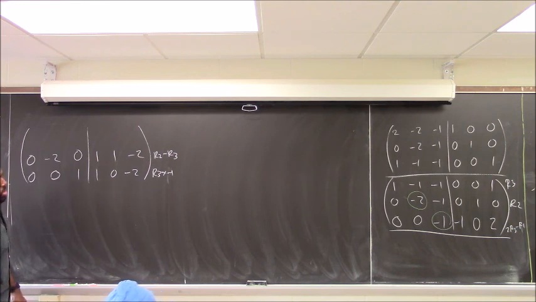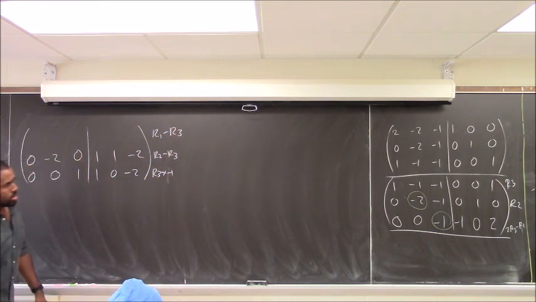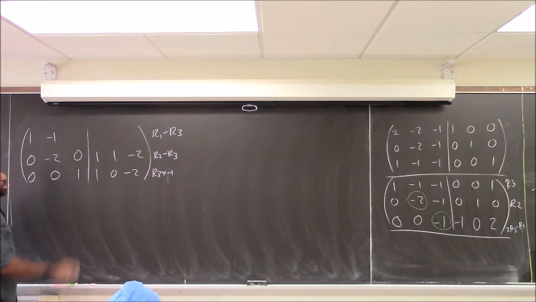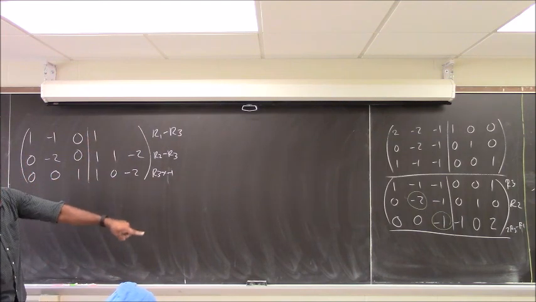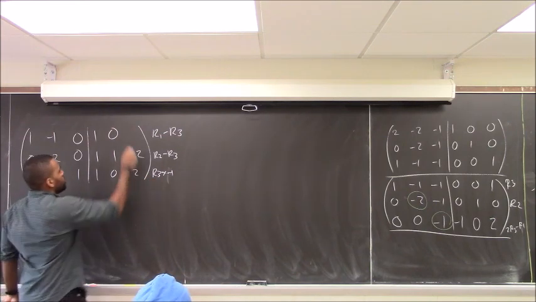And for the top one, I can take row 1 minus row 3. So 1 minus 0, minus 1 minus 0, minus 1 minus a minus 1, 0 minus a minus 1, 0 minus a 0, 1 minus a 2.